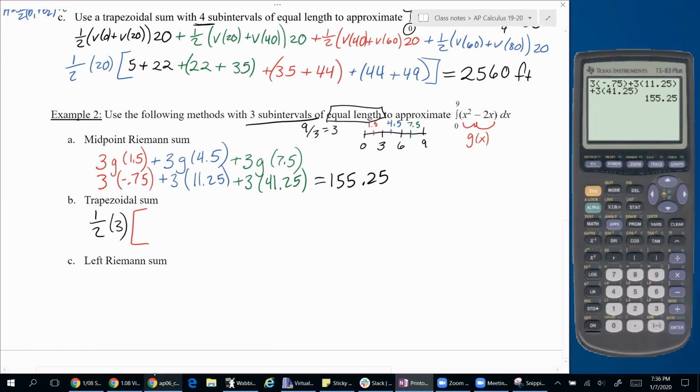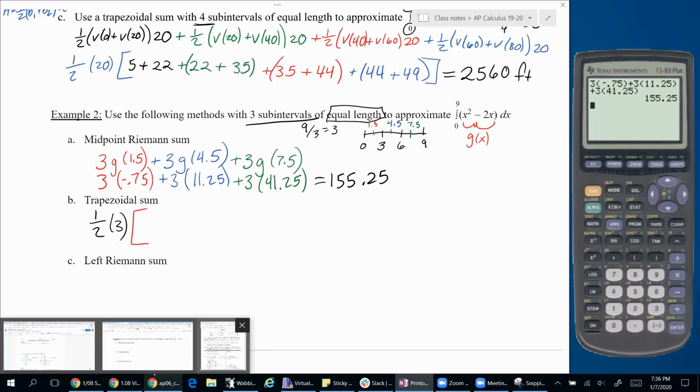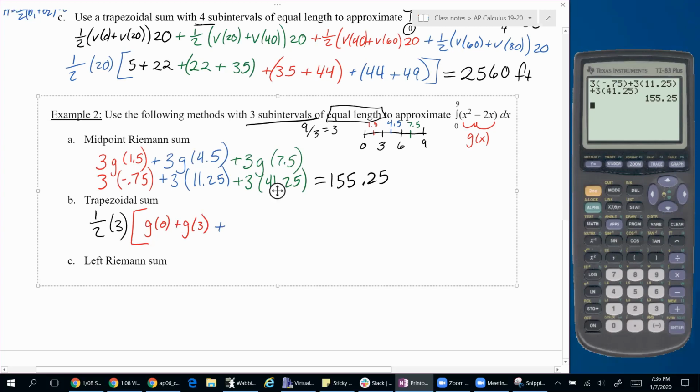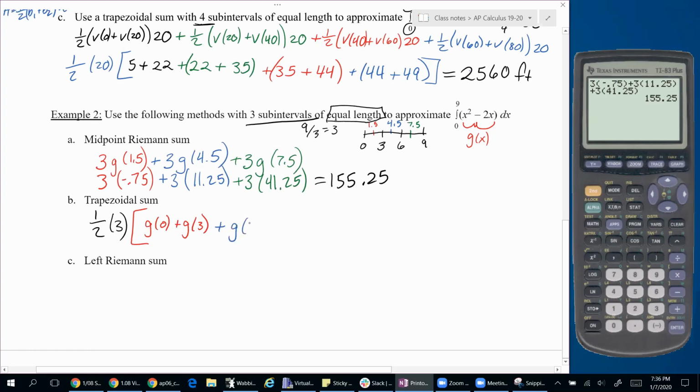So I have the first set is g at 0 plus g at 3, using both endpoints to find the average of my bases, plus g at 3 plus g at 6. That's the two bases for the middle interval. Finally, plus g at 6 plus g at 9, which is the two bases for the last interval.